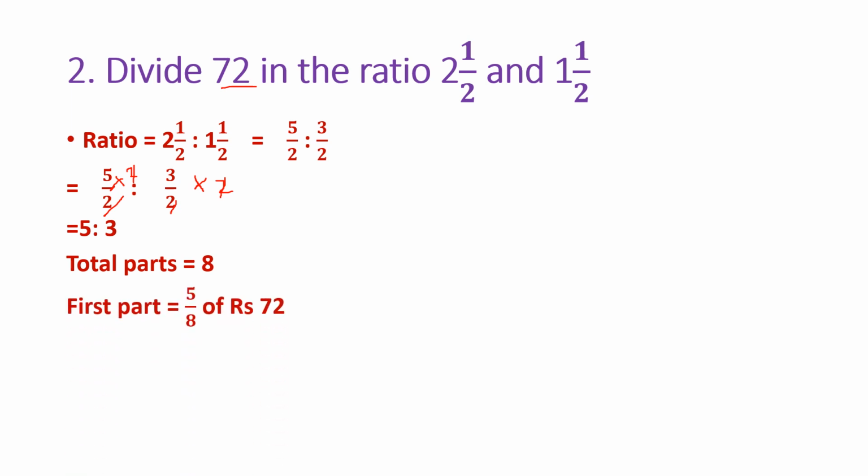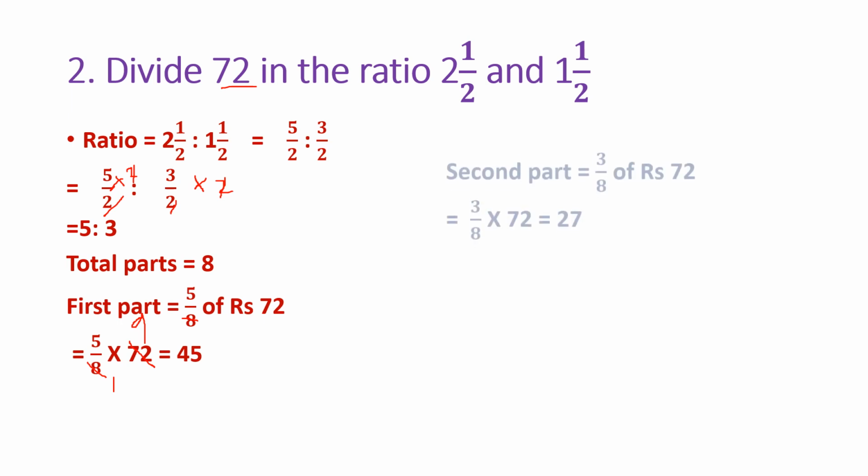So first part is 5 by 8 of 72. So 5 by 8 into 72. So when you multiply it, let's see. We have to multiply it. So you know 8 ones are 8 and 8 nines are 72. Isn't it? So 9 fives are 45. So first part is 45.